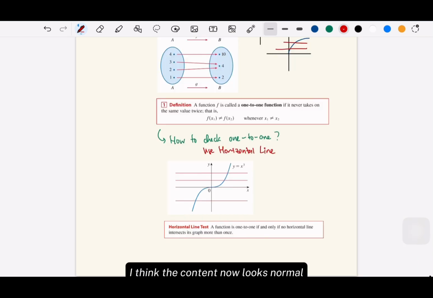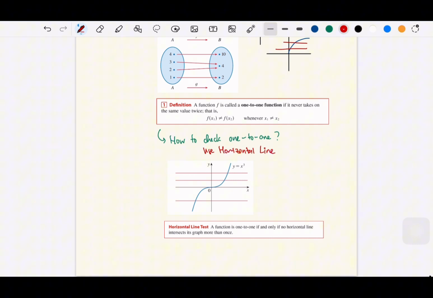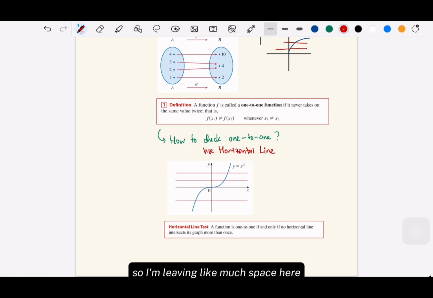I think the content now looks normal. I don't know why last time the screen was cut out on the left part. Maybe some technical issues. I think the same computer. I thought there was just something wrong with the computer. So I'm giving much space here because I'm afraid it's cut out on the screen.